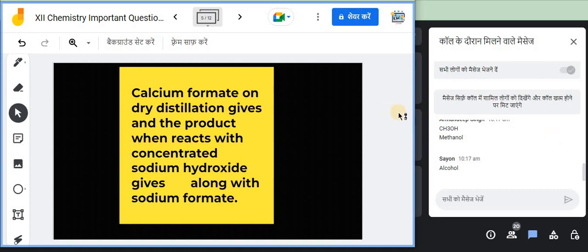So let us move to the next question. If it is clear to you, this question was containing two questions. It was dry distillation of calcium salt along with the Cannizzaro reaction. So a combination of the two reactions. It was a fill in the blank.